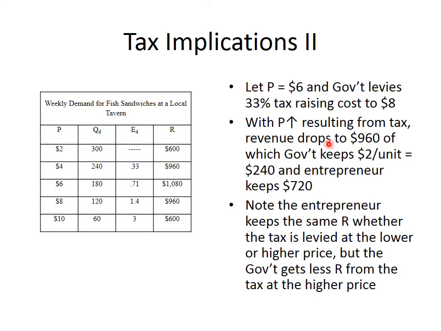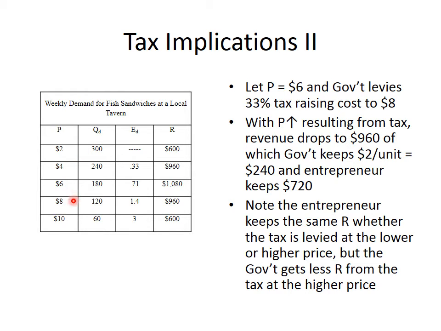With the price increase resulting from the tax, we actually have a revenue decrease down to $960, of which the government is going to keep $2 per unit. At $8, we'll sell 120 units. The government will keep $2 of that. The entrepreneur will keep $6 of that. What that means is that the government is only keeping 240. The entrepreneur does as well as he did last time, $720. So they're no worse off. But the government is better off to tax it at 50% from $4 to $6 rather than from $6 to $8. What does this ultimately mean?